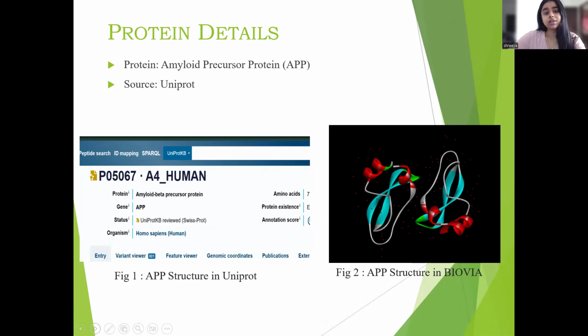Moving ahead, these are the protein details. The protein assigned to me was amyloid precursor protein, and I have taken my source as UniProt. I have downloaded the RCSB PDB file, and as you can see, this is the structure of the protein in BioVia. This is not a prepared protein, it's an unclean protein. It consists of water molecules, nucleic acid, and all the chains, and is devoid of polar hydrogen.